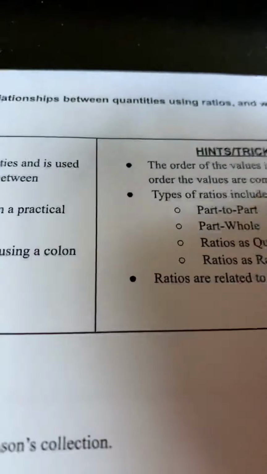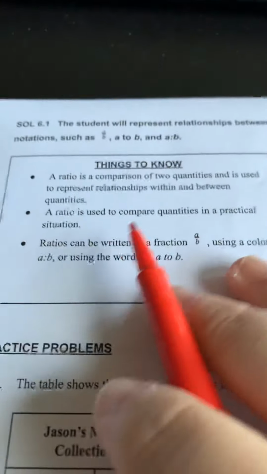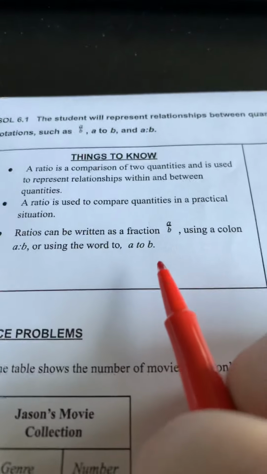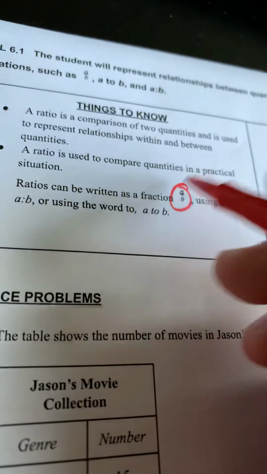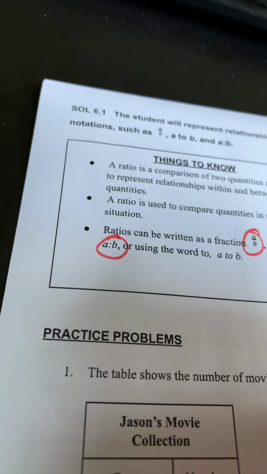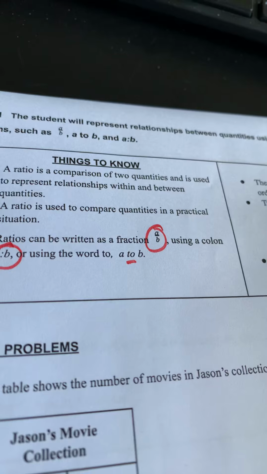And here we go. So today we're going to be doing SOL 6.1. SOL 6.1 is all dealing with ratios. What you've got to remember is a ratio is a comparison of two quantities. And you can write it 3 different ways. You can write it as a fraction, you can use the colon, or you can use the word "to."